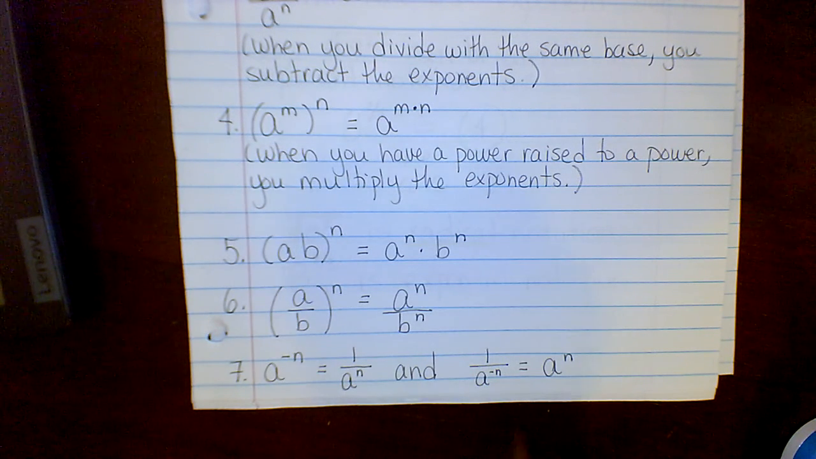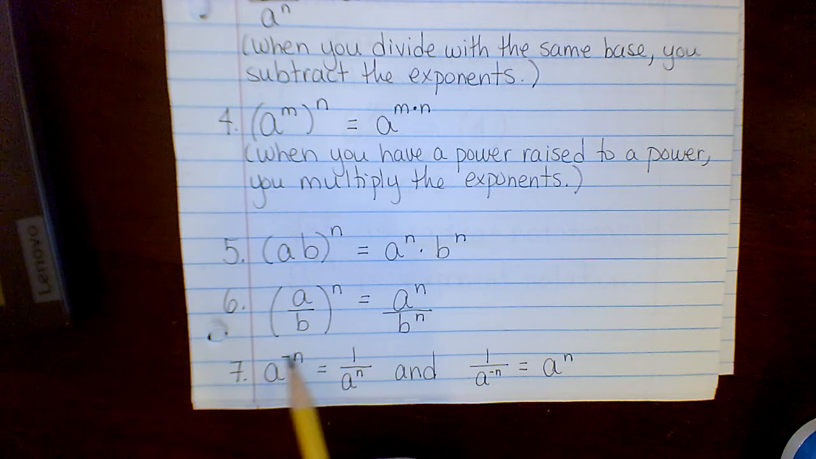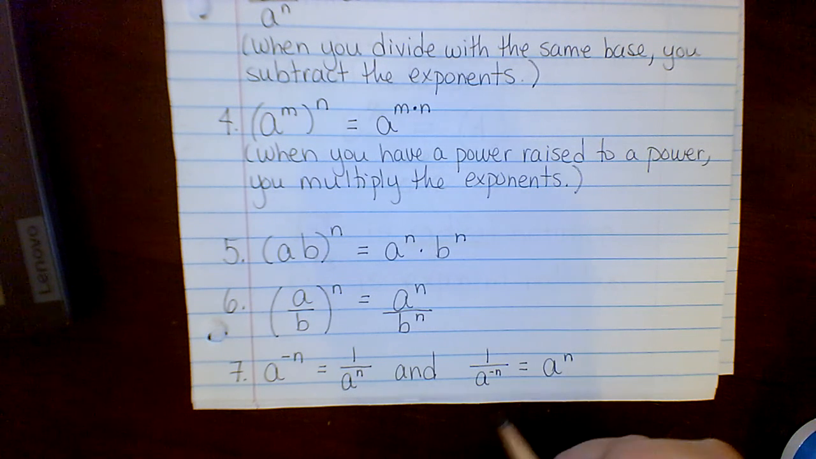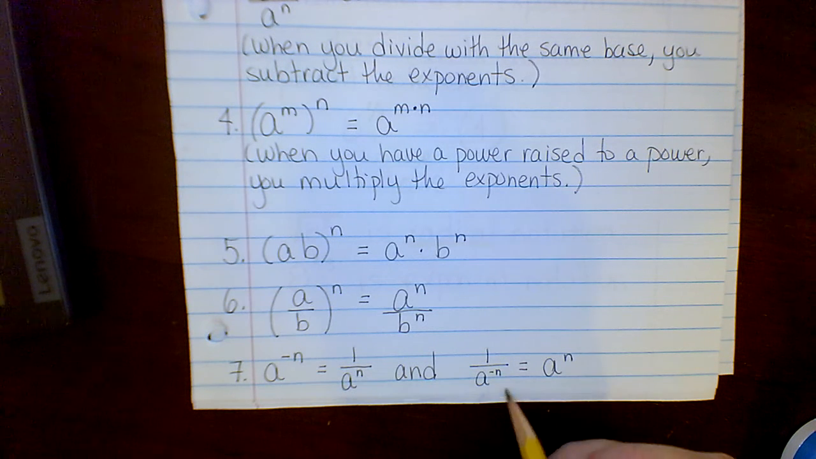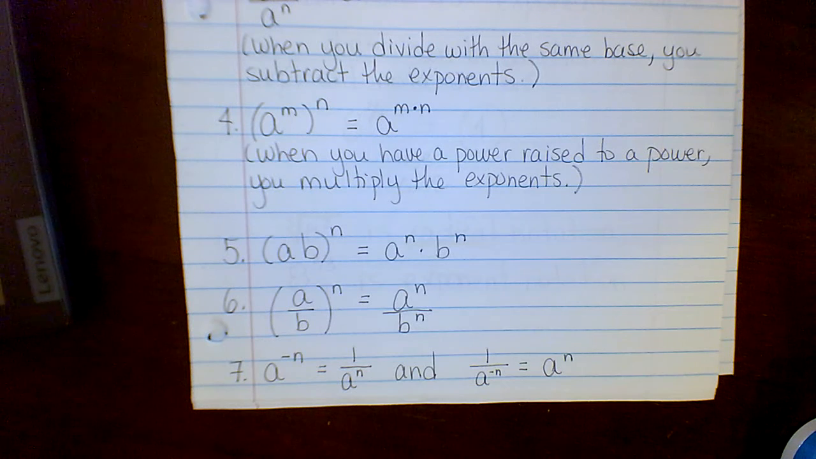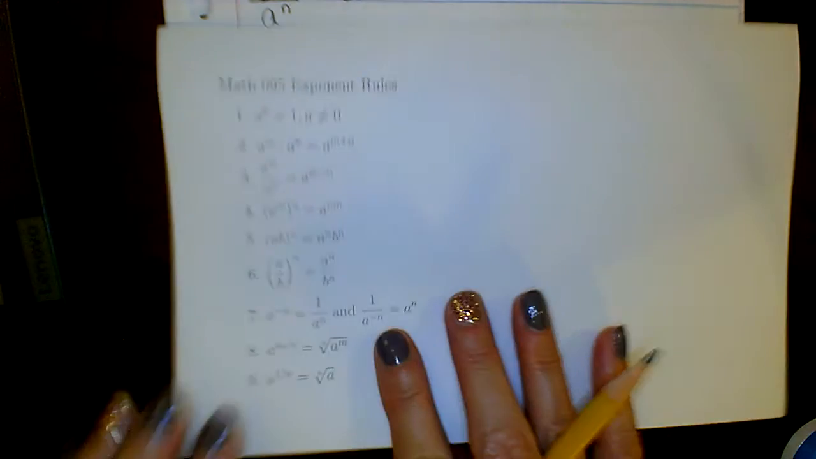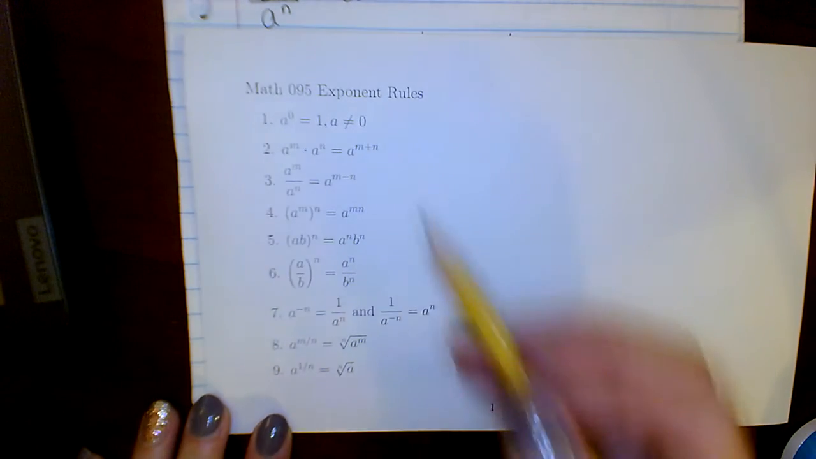Last up are the negative exponent rules. It says if you have a negative exponent here in the numerator, you can move it to the denominator, and the exponent will become positive. If your negative exponent is in the denominator already, move it to the top and it'll become positive.